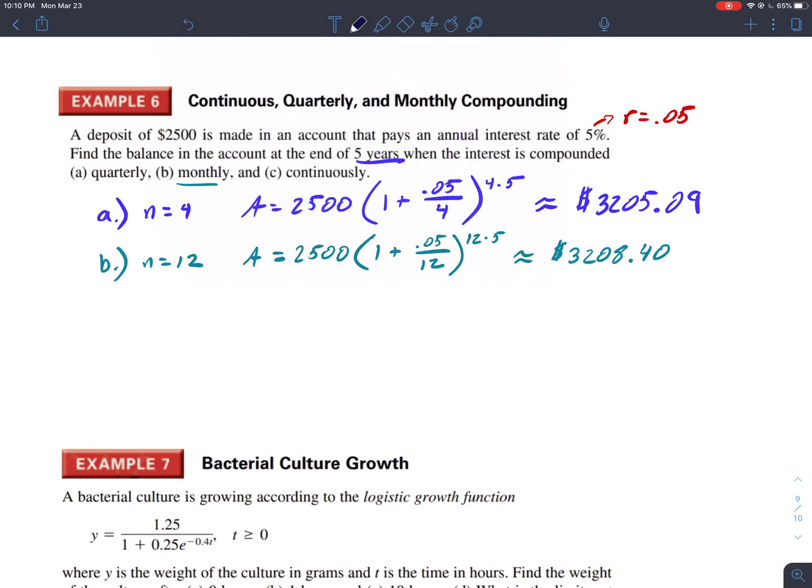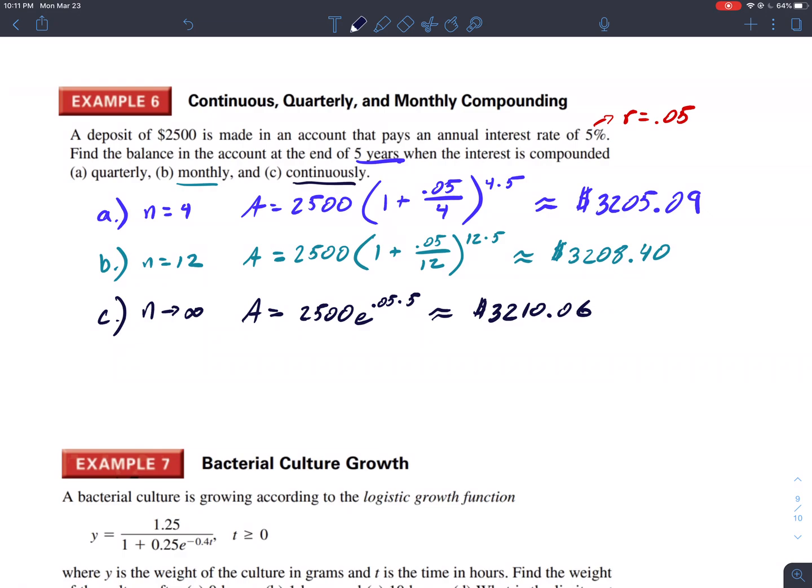All right, and then finally, if we allow the number of compounding periods to approach infinity, that's continuous. So n approaches infinity. That gives us the Pert formula. So the amount of money in the account is the original $2,500 times e to the interest rate 0.05 times 5 years, and that comes out to $3,210.06. All right, not a whole lot more, but a little bit more.